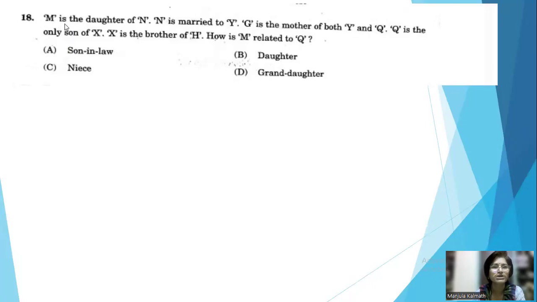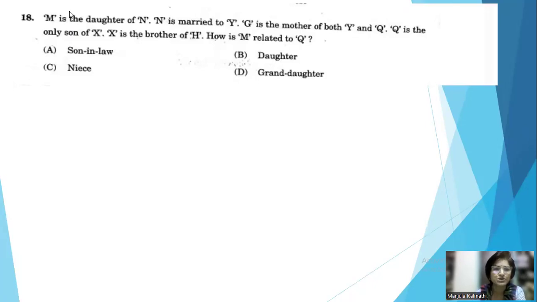In the question, it is given: M is the daughter of N, N is married to Y, G is the mother of Y, and Q is the only son of X, who is the brother of H. How is M related to Q? This is the given question, and among the options we have to find the correct answer. For blood relations, you need to go for a convenient diagram. First, take a graphical representation of these statements, and based on that you can find the different relations.